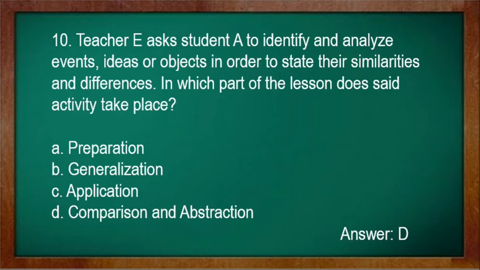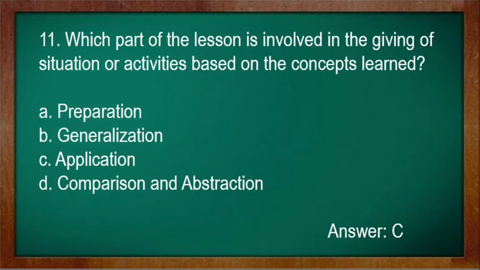Number 10. Teacher E asks student A to identify and analyze events, ideas, or objects in order to state their similarities and differences. In which part of the lesson does said activity take place? A. Preparation, B. Generalization, C. Application, D. Comparison and abstraction. Answer, D.